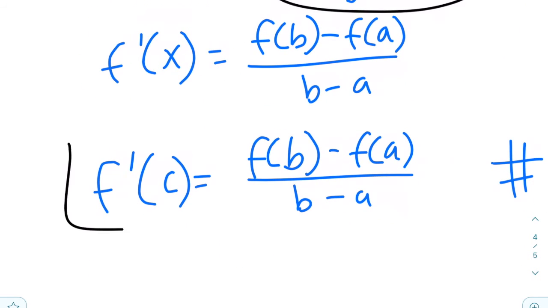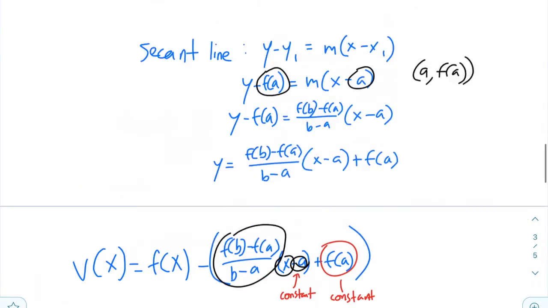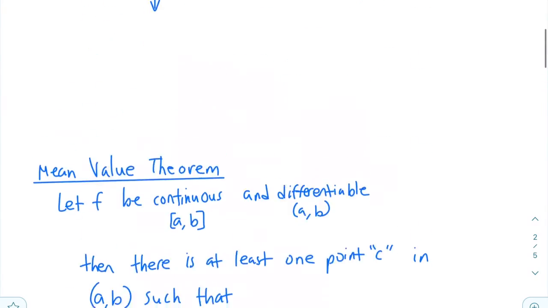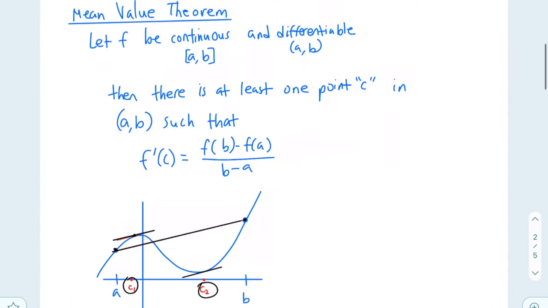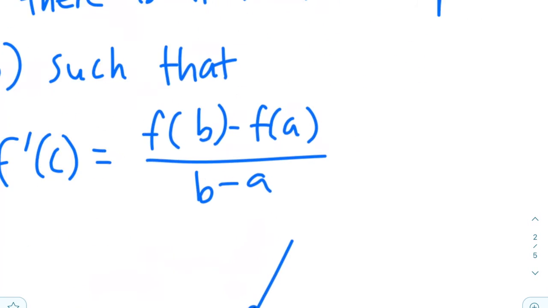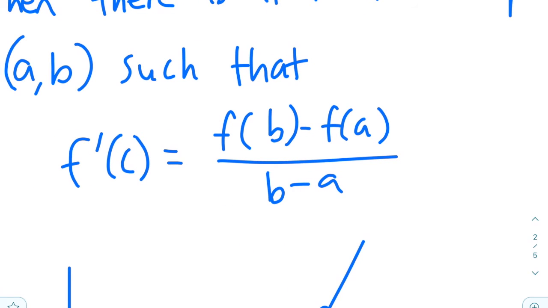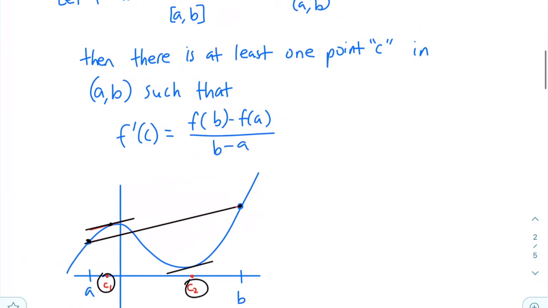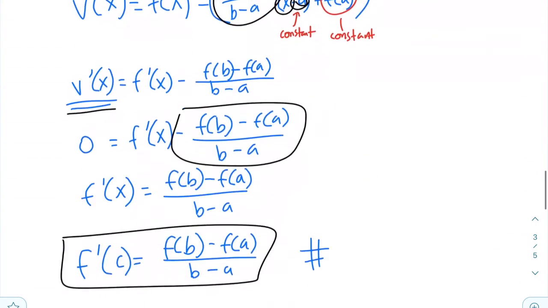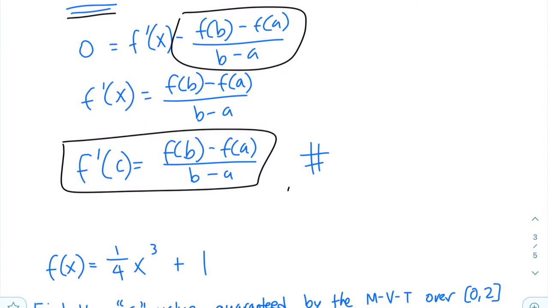And so now we've gotten the same equation as we had before, where some point c between this interval of a and b has a slope equal to that secant line between the interval of a and b. So right here, this is our equation.